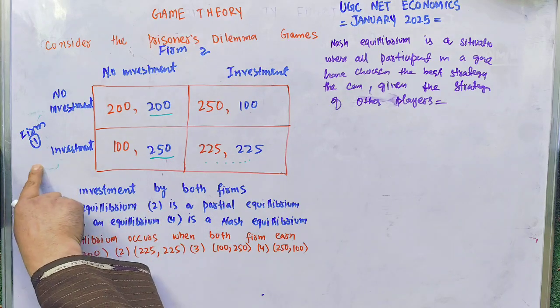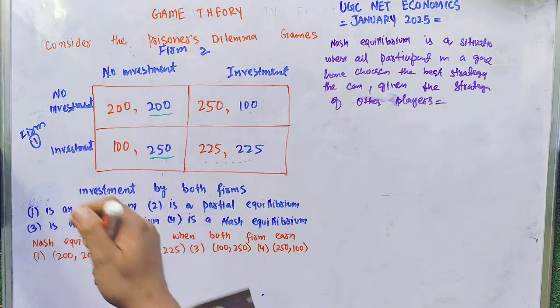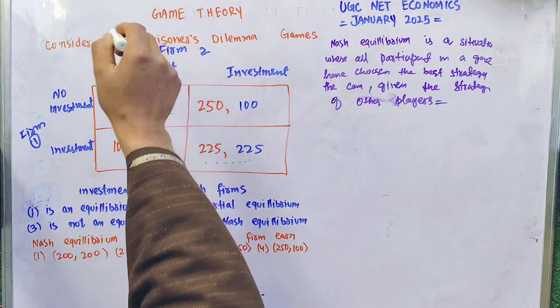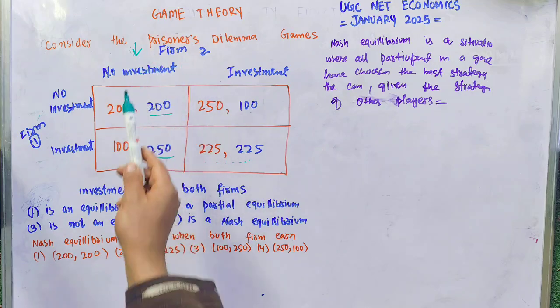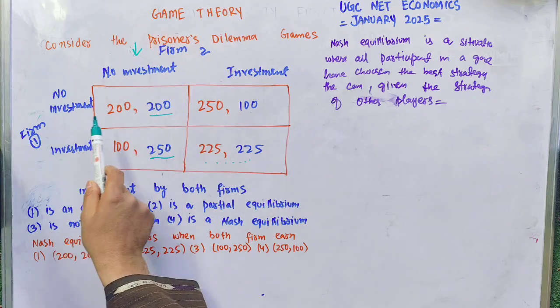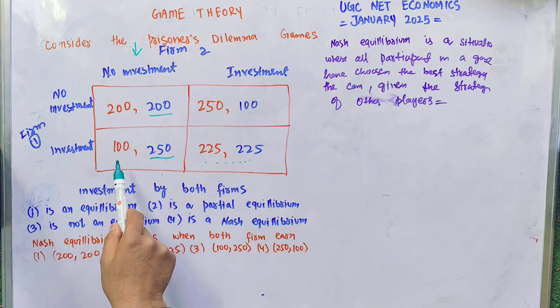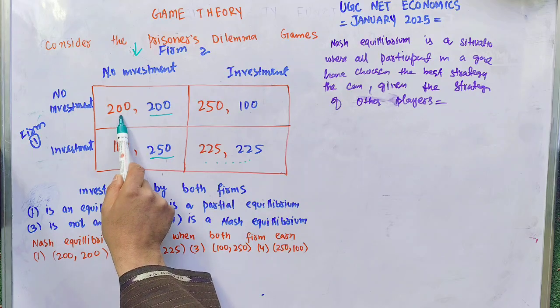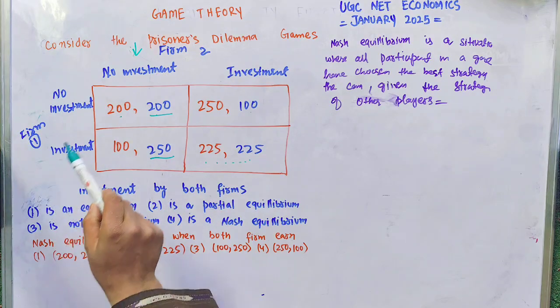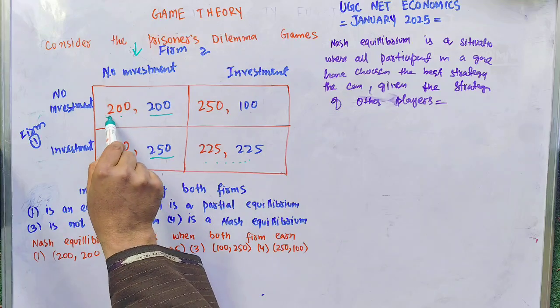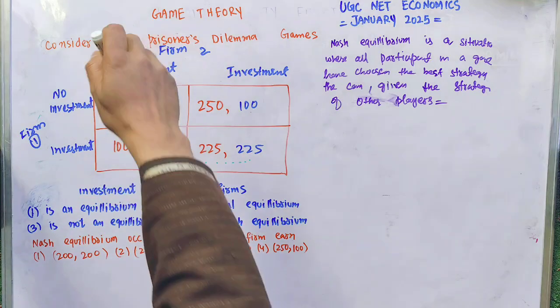Now let us see this from the perspective of firm 1 when firm 2 chooses no investment. In this case, since firm 2 is choosing no investment, firm 1 has two options, either no investment or investment. No investment gives it 200 as payoff, investment gives it 100. Obviously 200 is greater, so let us underline this.